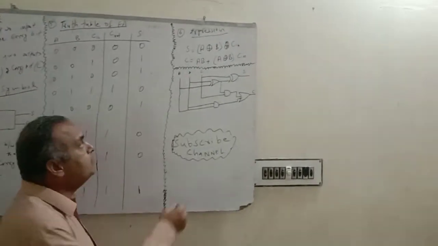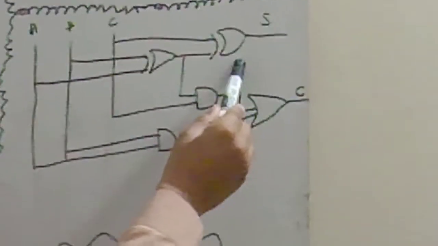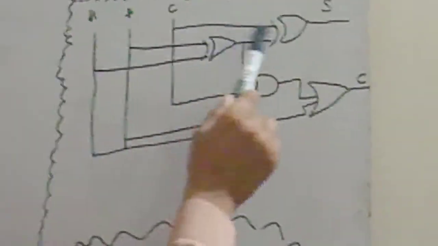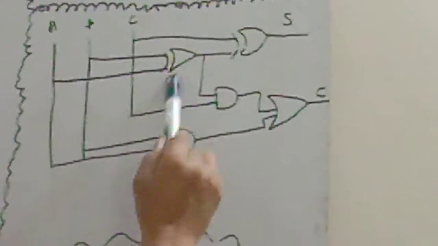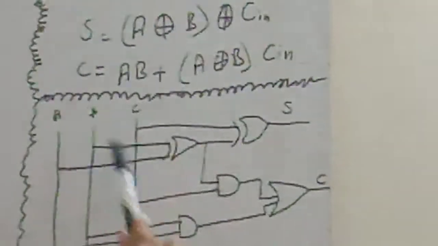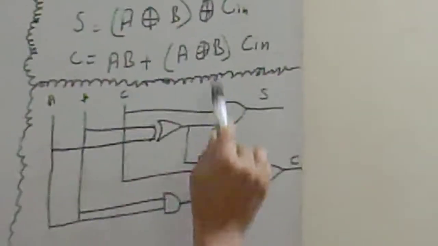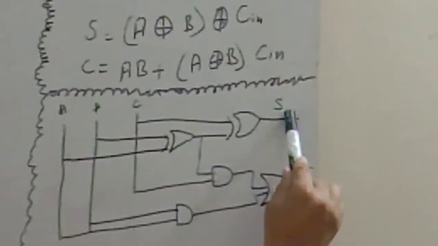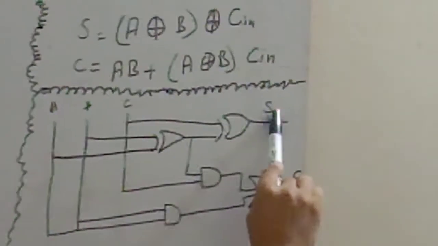Next, the implementation part. Depending upon this expression I have drawn the circuit. First of all, the exclusive OR operation is performed on A and B, and this portion is solved. Then on the result of this operation, we have again performed exclusive OR with C in. The result of this will be the sum bit.